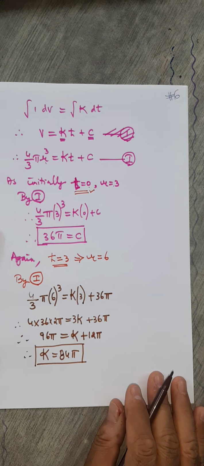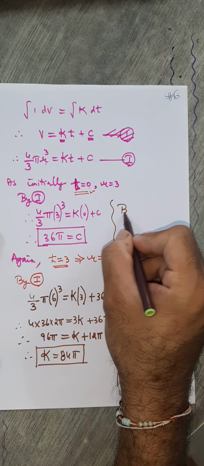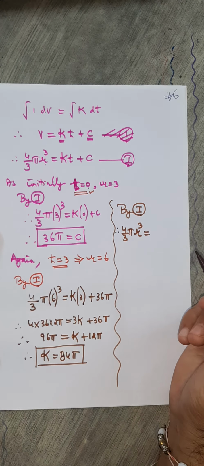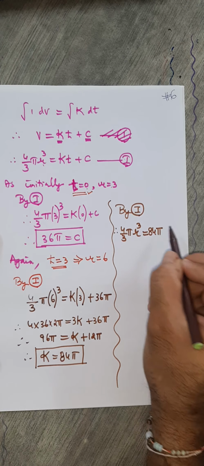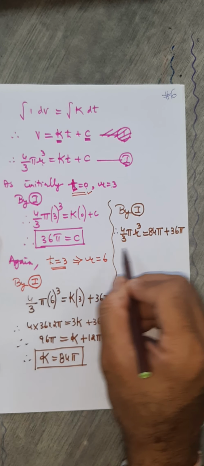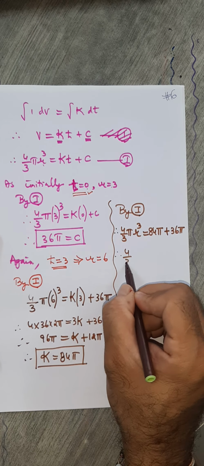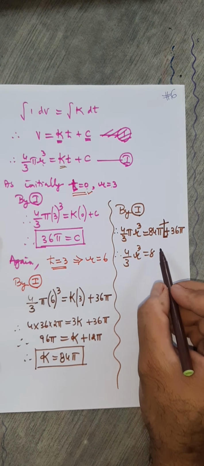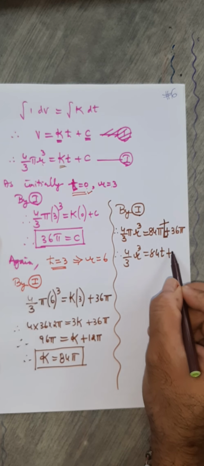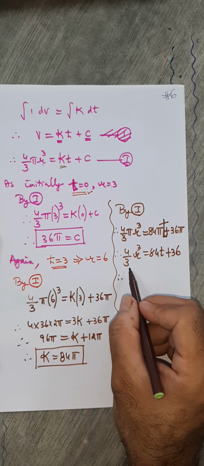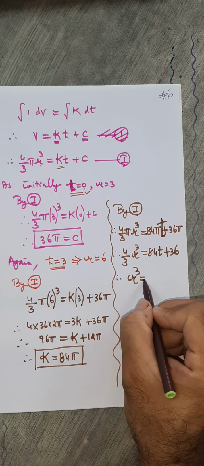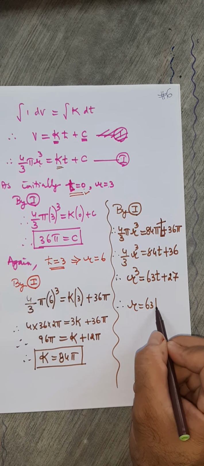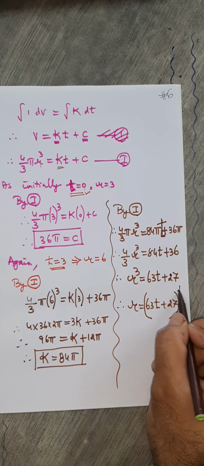Fine. Now we go to equation number 1. By 1, I'm just putting all these values. 4 by 3 pi r cube equals, what is k? 84 pi plus, what is c? 36 pi. You can cancel pi throughout the expression. So 4 by 3 r cube equals 84. I'm sorry, t is there, remember here. I'm just putting the value of k. So you will get 84t plus 36. You can divide by 4 and multiply by 3. So we'll get r cube equals 63t plus 27. And therefore r equals 63t plus 27, the whole raised to 1 by 3, cube root, remember.